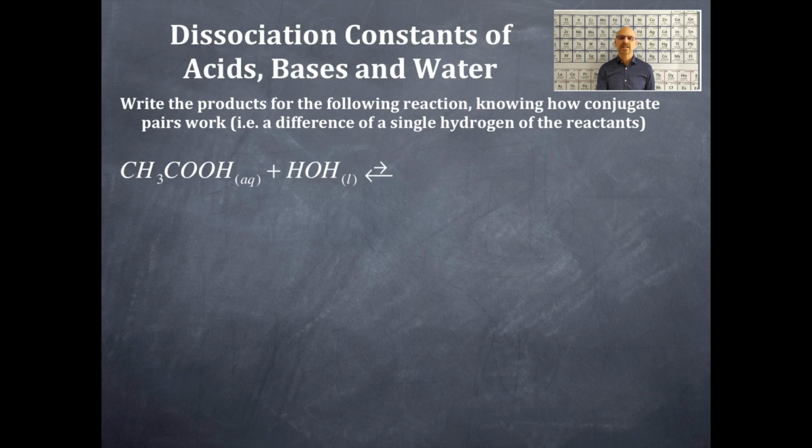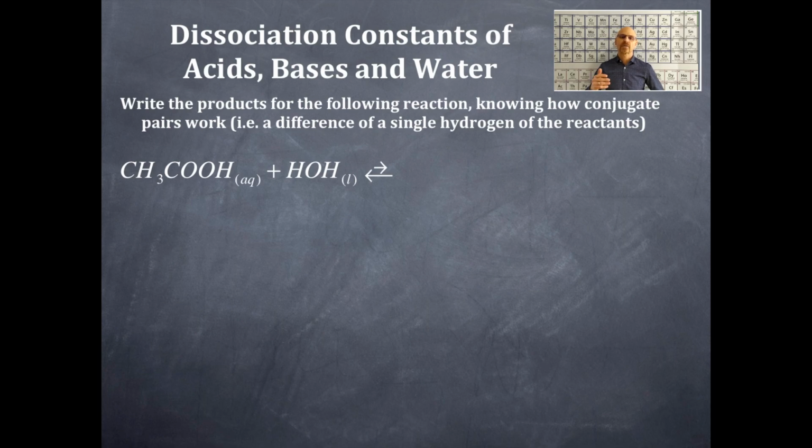Acetic acid has an extra hydrogen ion compared to the acetate ion. That's the hydrogen on the right-hand side of acetic acid. So I need to remove that hydrogen ion, and then I will have the acetate ion as a conjugate pair on the product side. Where is that hydrogen going to go? That hydrogen is going to attach to the water molecule on the reactant side, H2O, which you see as HOH.